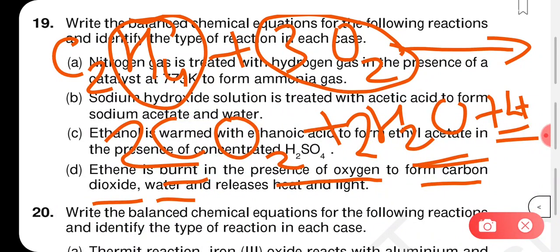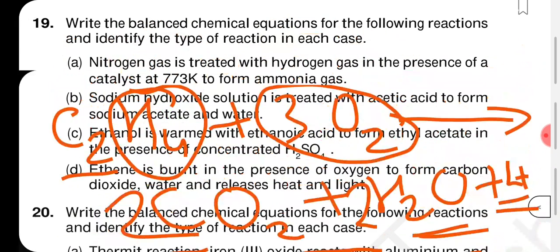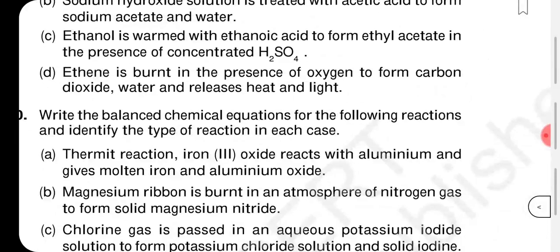You can write the atoms separately. If you are not able to do it directly, write it and do it. You have to check one by one, okay, in the reactants and products, and try to balance the number of atoms. Okay, now moving on to the next question.